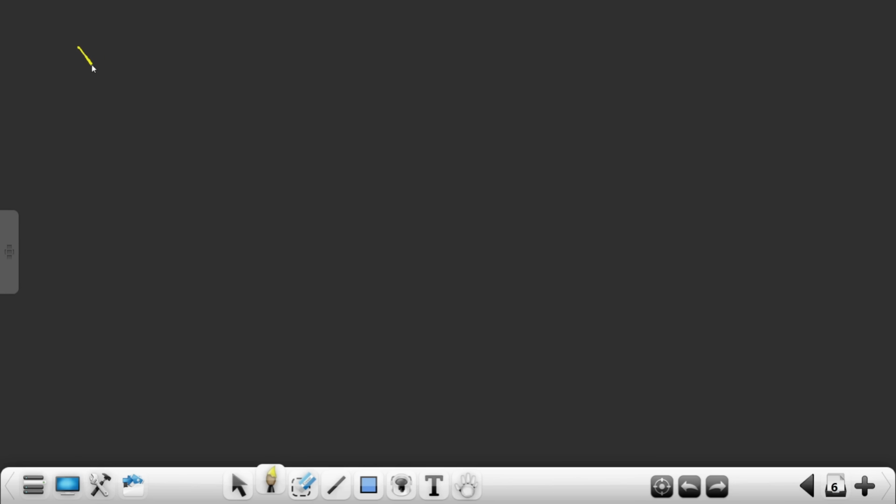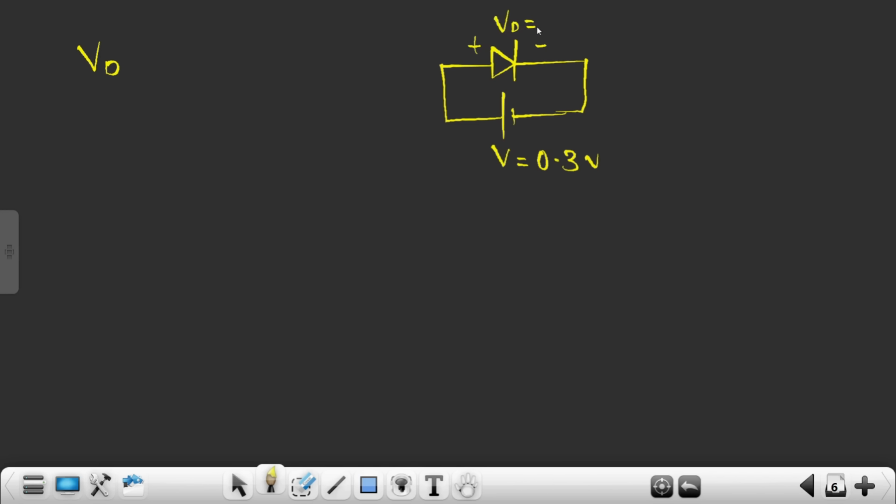So let's suppose this is my diode, and the voltage that I'm applying over here is V, let's suppose 0.3 volts. The diode voltage is 0.7 volts, and the voltage that I am applying is 0.3 volts. So we can clearly see that my V is less than VD.